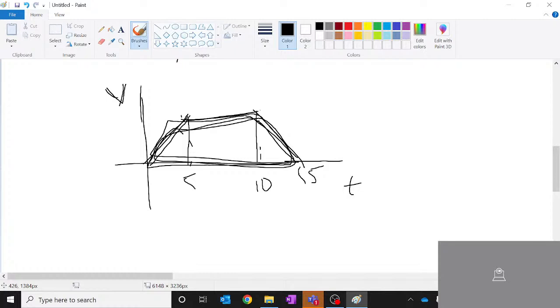Now how would you find the displacement of this? Either you can directly apply the formula of the area of a trapezium, or the simpler way is to find the area of this triangle, this square, and this triangle. Add all these three, 1 plus 2 plus 3, you get the displacement. Clear? Understood?